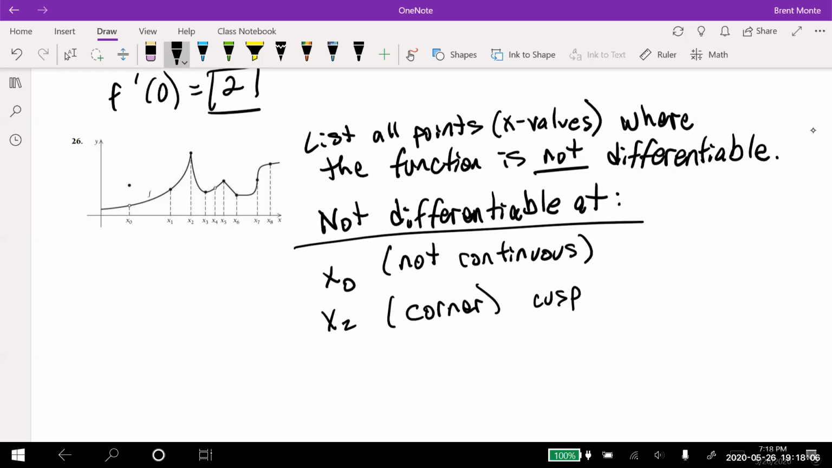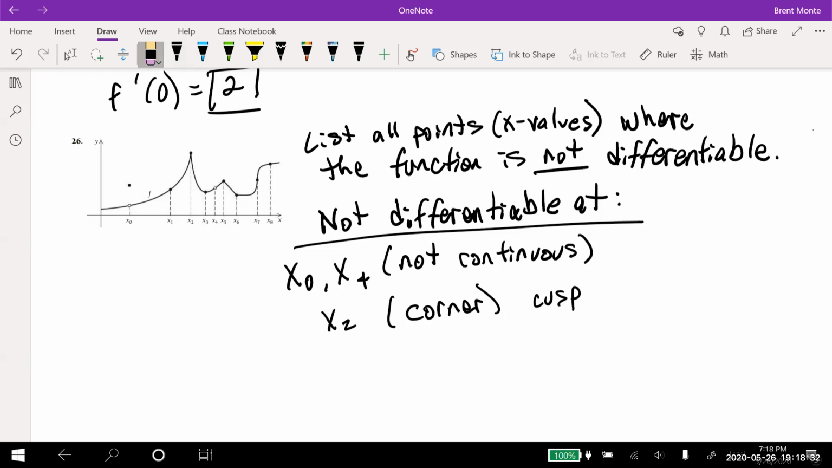At x3, we're okay. At x3, it's nice and rounded at that bottom. What about x4? Nope. We can't do it at x4. Again, it's not continuous. We'll say we can't do it at x sub 0 or x sub 4 because it's not continuous.